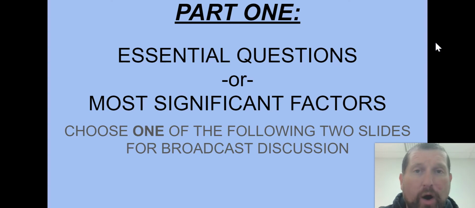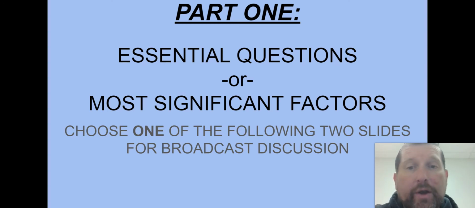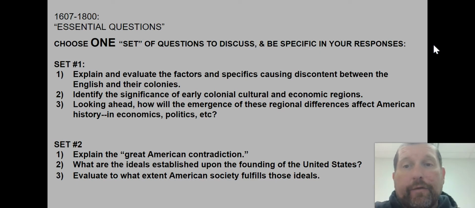So here's part 1 of your broadcast podcast, give it a name, okay? Where you are going to be working on the essential questions or the most significant factors. You are going to choose 1 of the following 2 slides for part 1 of your project. The first one here is the essential question. So this is kind of your Q&A, your discussion, as it relates to time periods 1 through 3. That's 1607 to 1800 in American history.